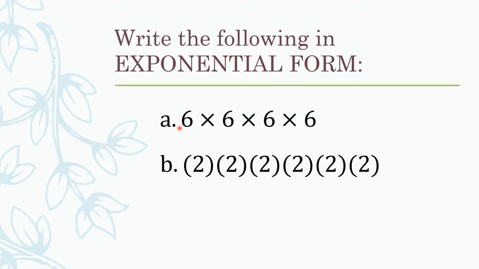Sa letter A, 6 yung base. Tapos, mayroong 4 na 6, so therefore, yung exponent ay 4. So, answer is 6 raised to 4, or 6 raised to the fourth power. Sa letter B naman, 2 ang base, ang exponent ay kung ilan yung 2, which is 6. So, 2 to the 6th power.